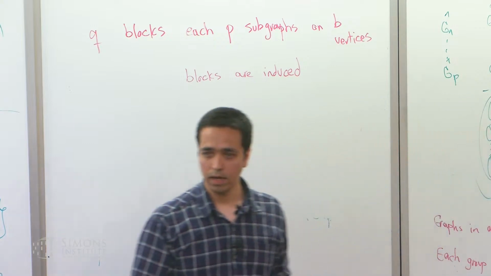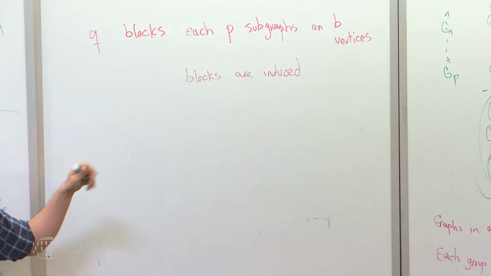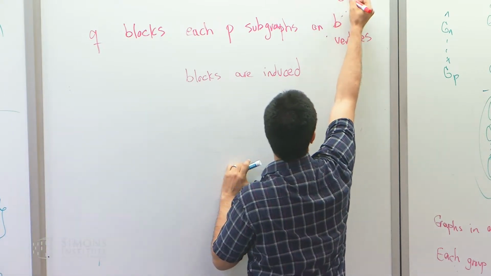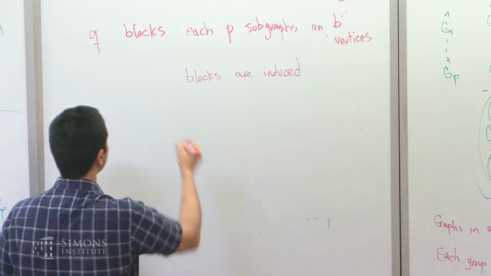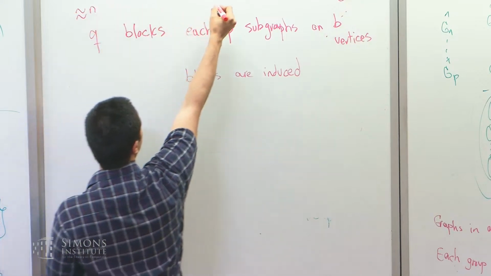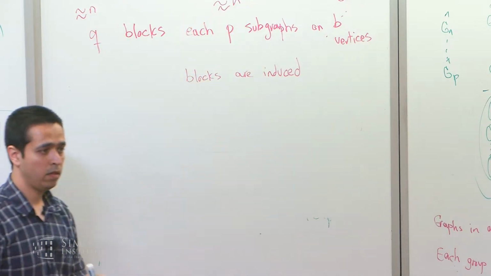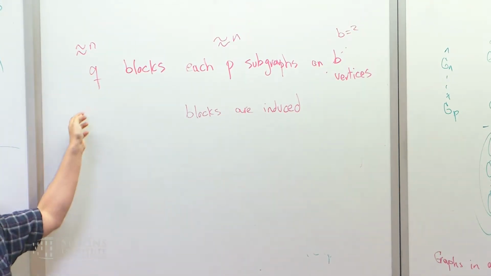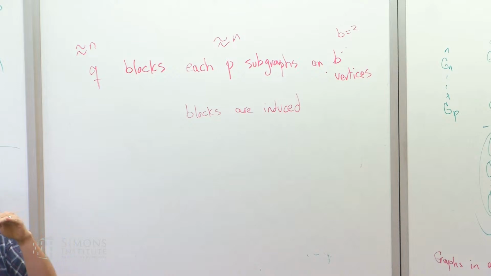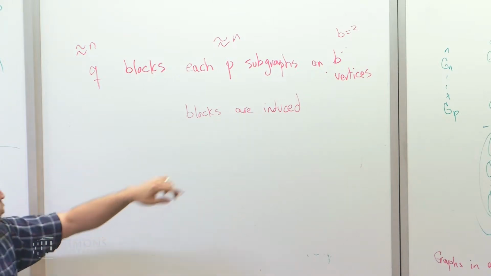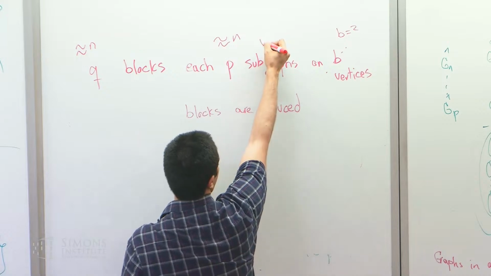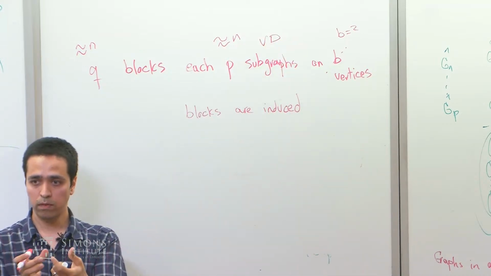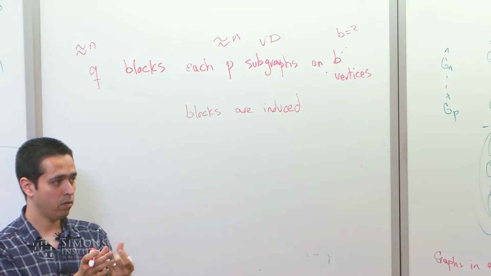So you want to create a graph that looks like this. Let's look at the very simplest case. Just set B equal to 2. And for those parameters, we essentially need this to be roughly N. We need this to be roughly N. I want to have a graph that has almost N blocks. Each block contains induced, vertex disjoint subgraphs of size 2. So my subgraphs are now an edge.